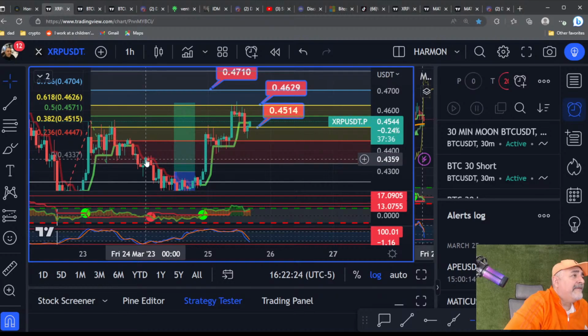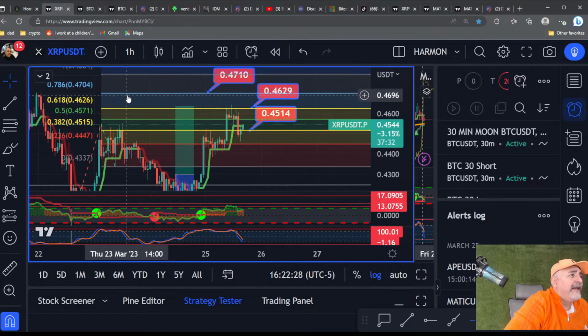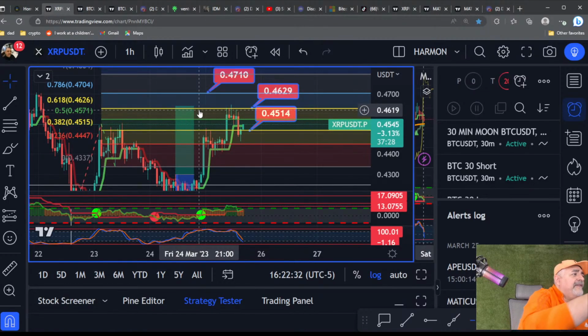I think eventually it has to come back down to about 42 cents, but I don't think that's happening right now. With XRP and everything that's going on with it, it just has a bigger thing.